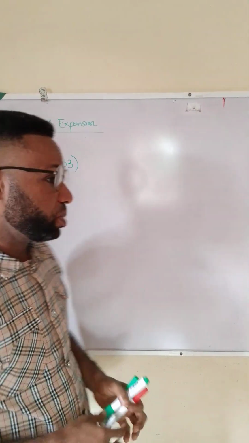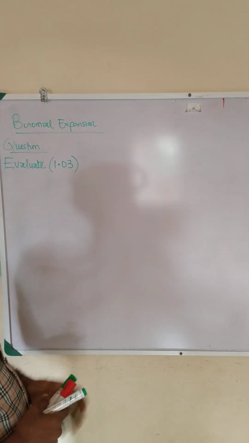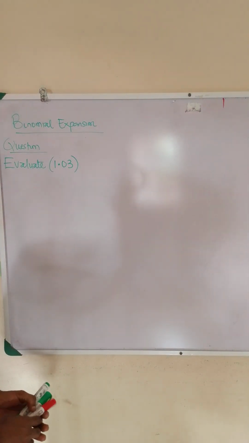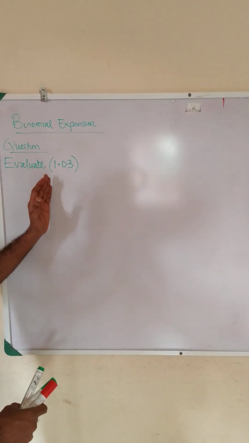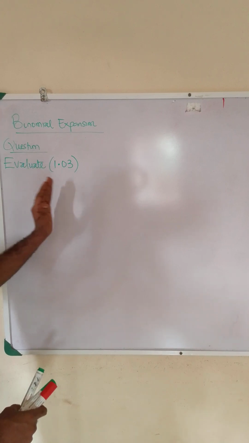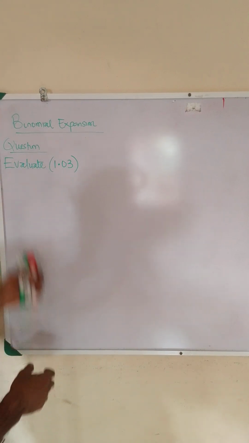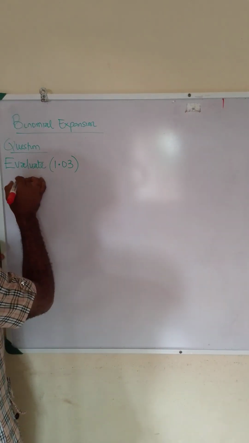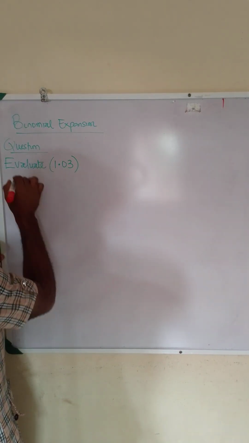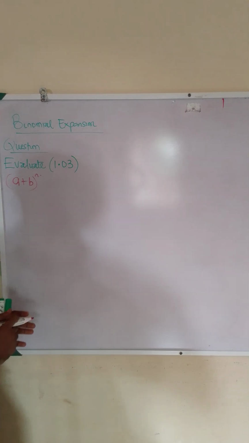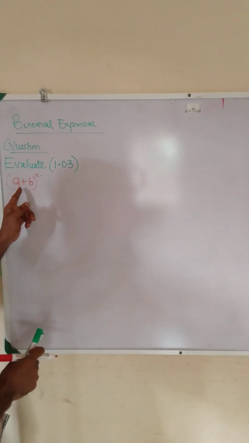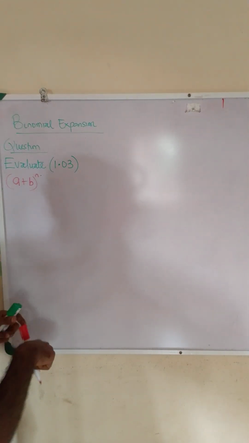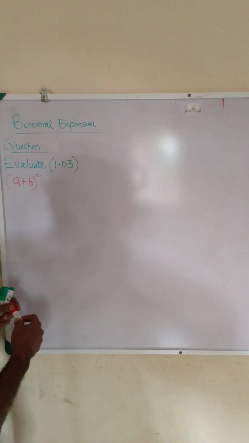Hello viewers, I'm going to be showing you how to solve this using binomial theory. Of course, if you look at this question, we have to evaluate 1.03 cubed. Because this question is not given in this format, we have to convert it to this format before we can apply binomial theorem in solving it.